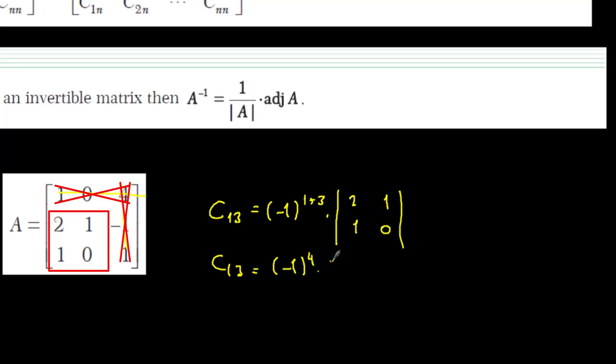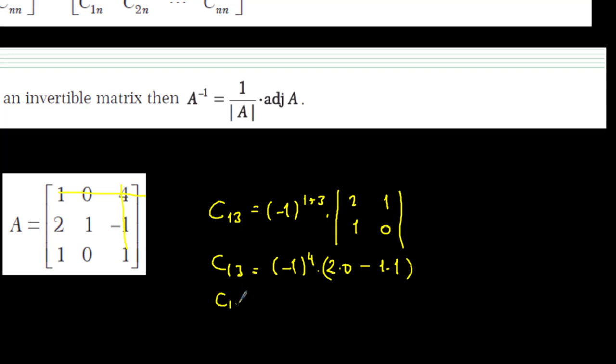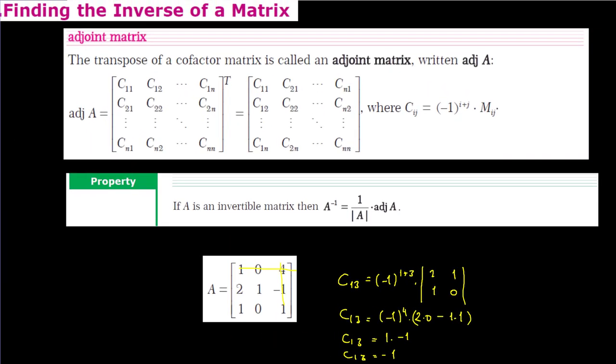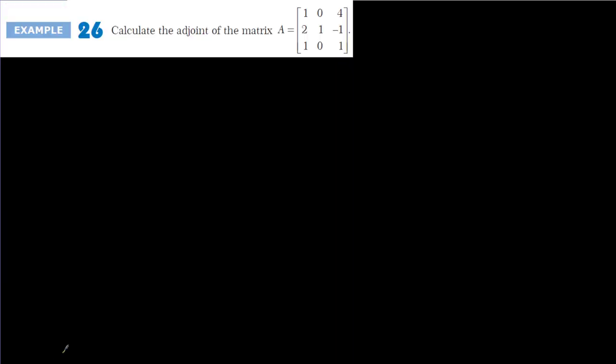we are going to write this is equal to 2 times 0 minus 1 times 1, which is equal to 1 times minus 1, so C1,3 should be equal to minus 1. Here I used a long expression, but while we are calculating we are going to shorten them, and we are going to continue with the exercise now.